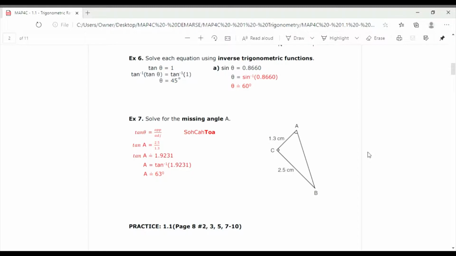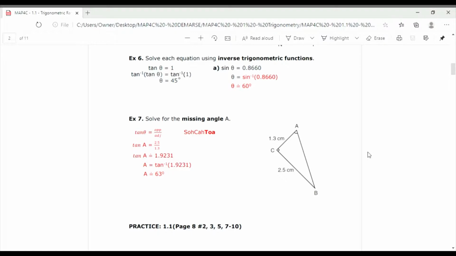I'm looking for the missing angle A. So my reference angle is A. That would be theta. And you can see that there's a little curve drawn in for us. So between the 1.3 centimeters and the 2.5 centimeters, the 1.3 is adjacent to angle A, and the 2.5 centimeter side is opposite of angle A. So I have information on my adjacent and my opposite.